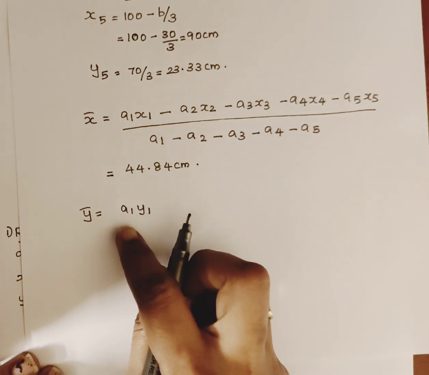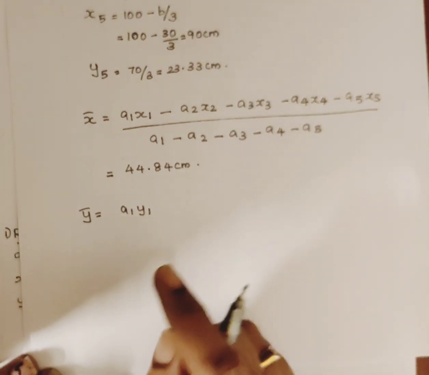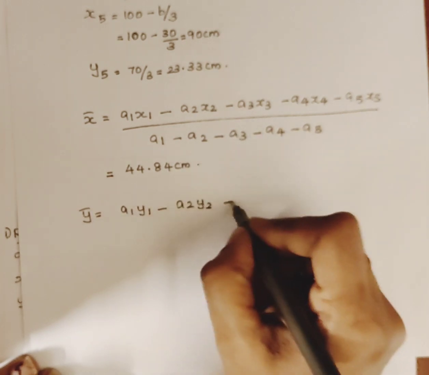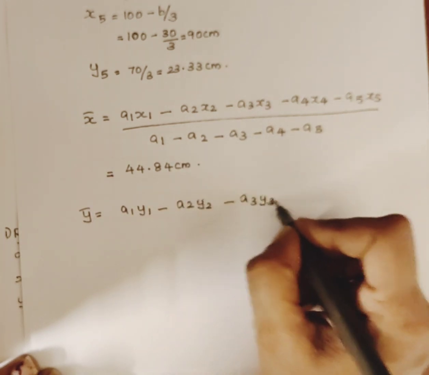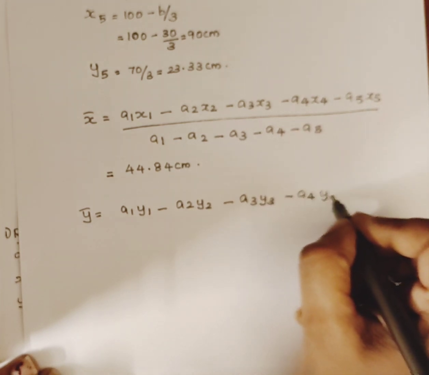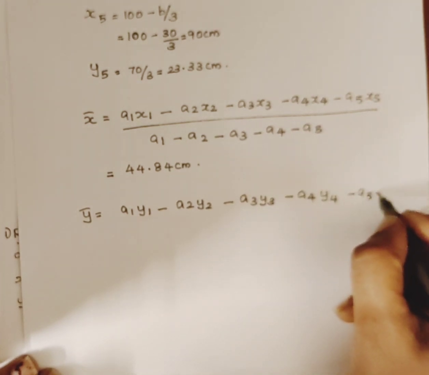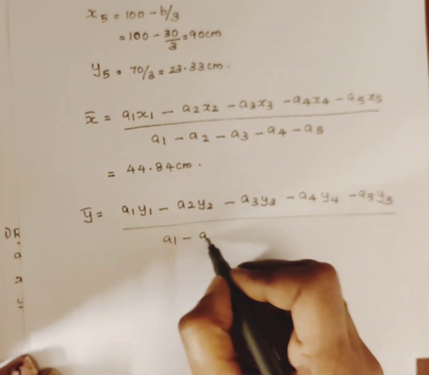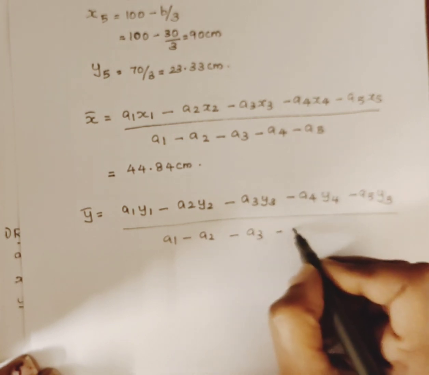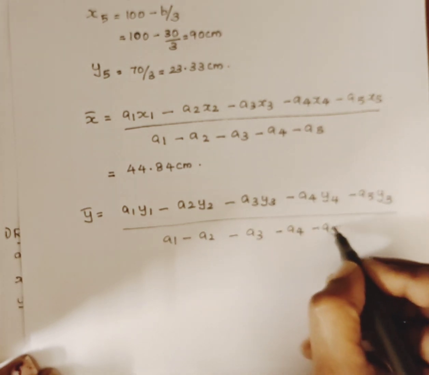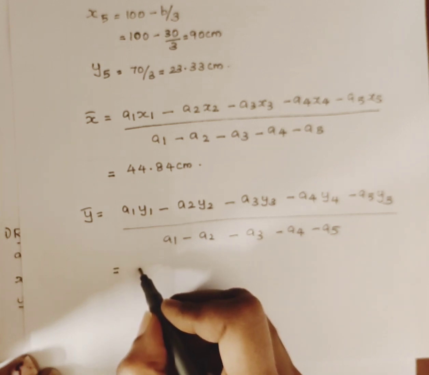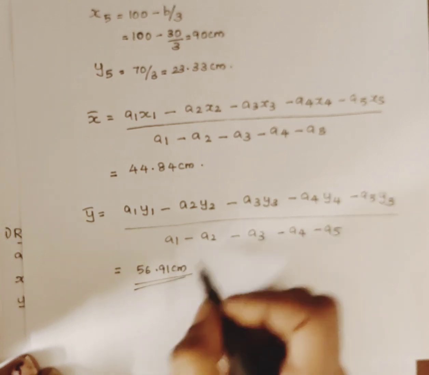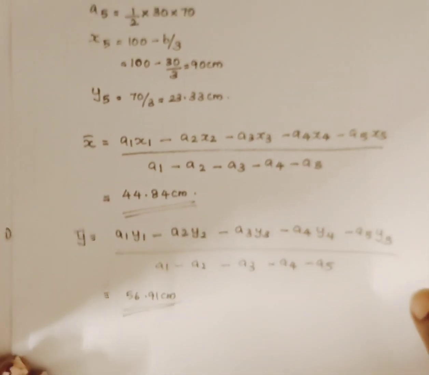And y coordinate is equal to a1 y1, where a1 is the area of the rectangle, y1 is the y coordinate of the rectangle, minus a2 y2 minus a3 y3 minus a4 y4 minus a5 y5 divided by a1 minus a2 minus a3 minus a4 minus a5, that is equal to 56.91 centimeter.